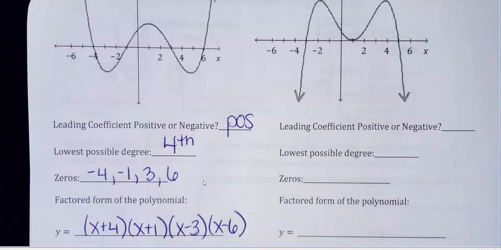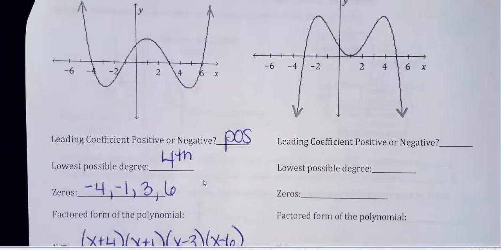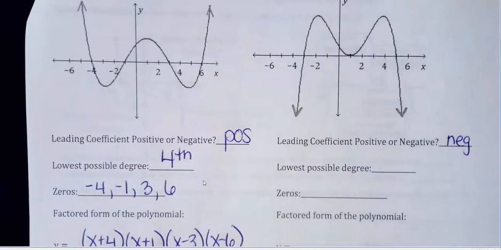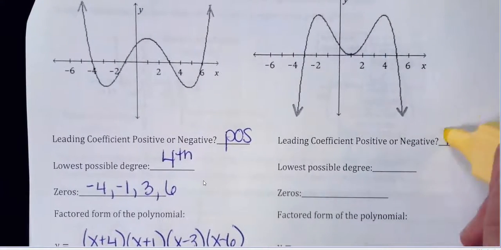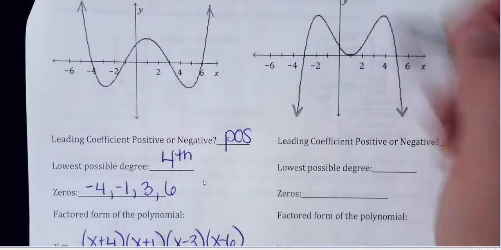Okay, if I ask you about the graph next to this, what do you think, positive or negative for your leading coefficient? Has to be negative, right? Okay, now, I'm just going to highlight this real quick because people screw this up when they write the equation. What would you tell me your lowest possible degree would be for this graph? 4, right? You're going up, down, so 4.